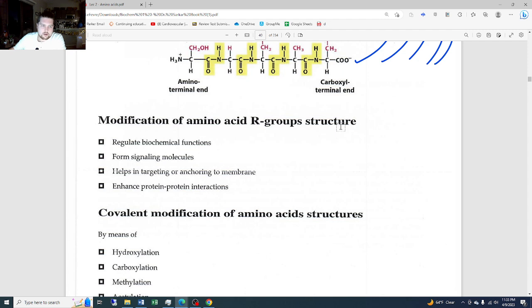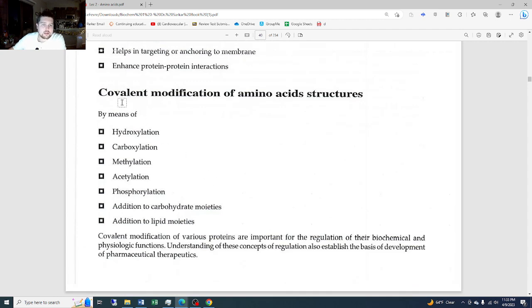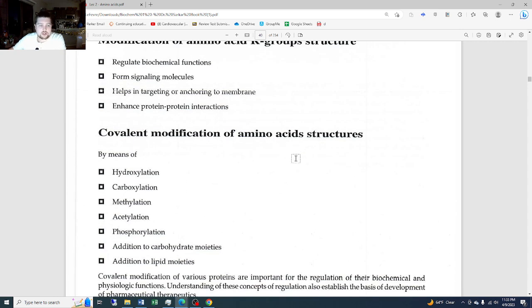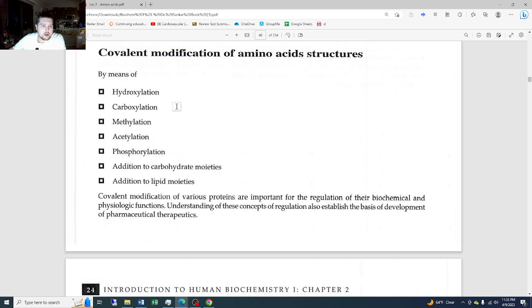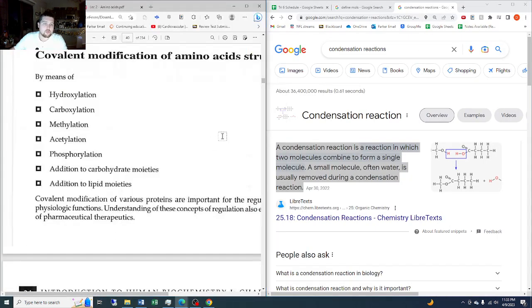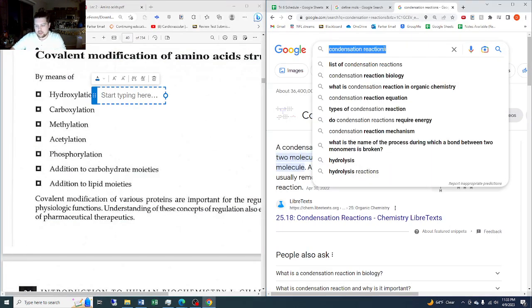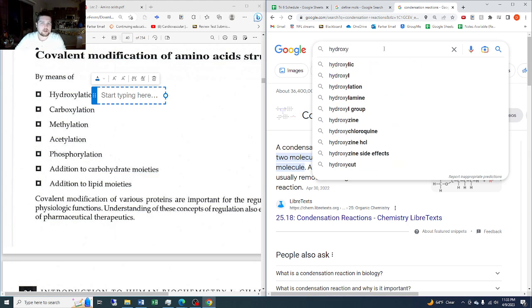So modification of amino acid R group structures regulate biochemical functions, form signaling molecules, helps in targeting or anchoring to membrane, and enhance protein-protein interactions. So covalent modification of amino acid structures. These are all of our modifications that can happen to our protein. So hydroxylation, carboxylation, methylation, acetylation, phosphorylation, addition to carbohydrate moieties, in addition to lipid moieties. Get good definitions for every single one of these.